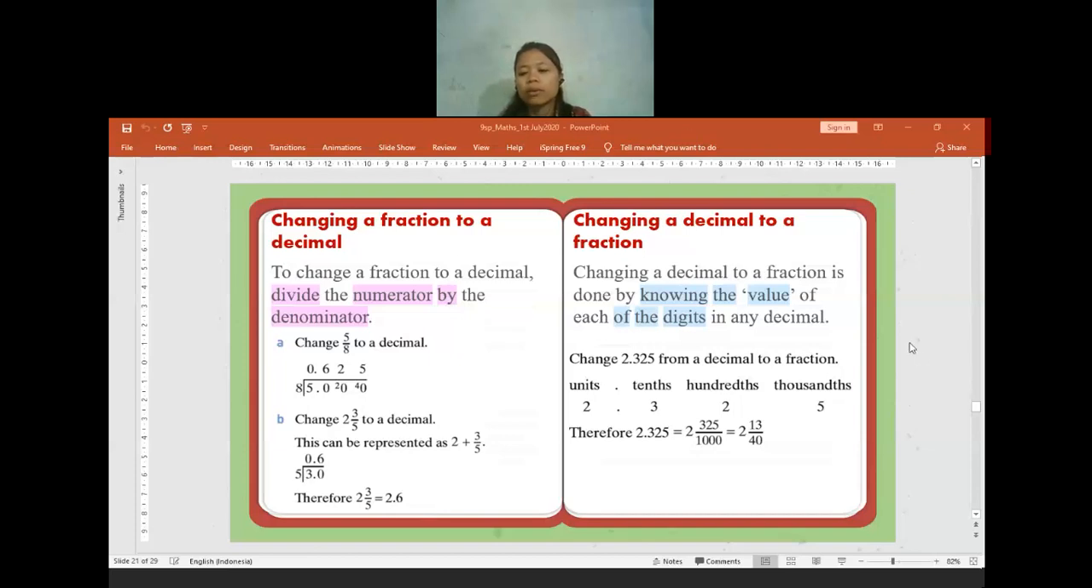Is there anyone who has difficulties to change the fraction into decimal? No, teacher. Fraction into decimal, have no question?